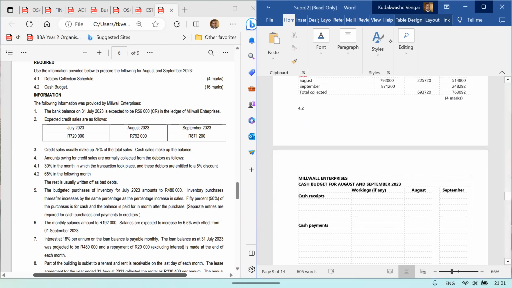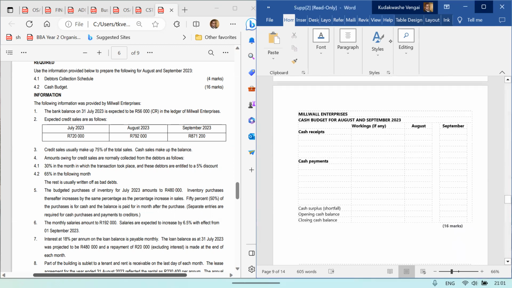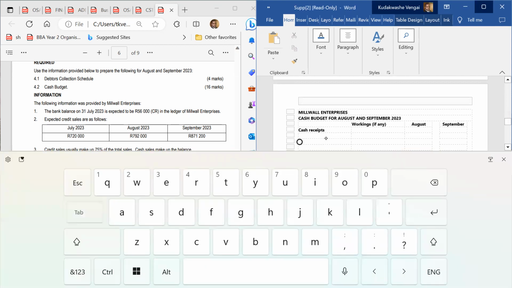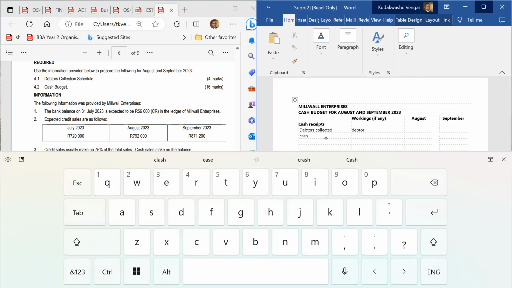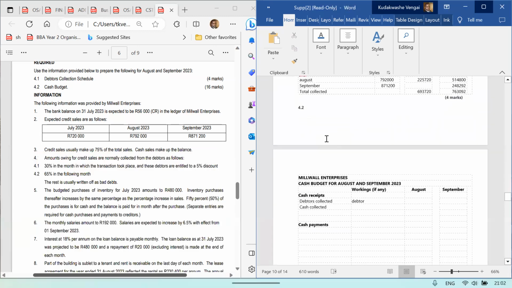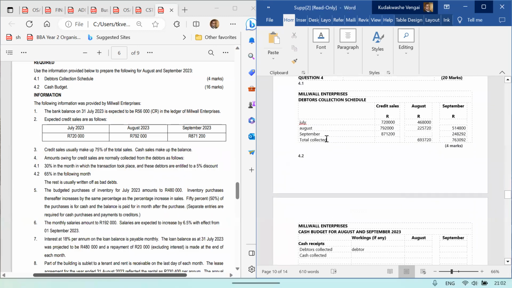Now, we go to the cash budget. In the cash budget, you've got two things: the cash receipts and the cash payments. Under cash receipts, the first thing that you do is put the debtors collected, and then you put the cash collected. Under the debtors collected, you are simply taking information from your debtors collected schedule.